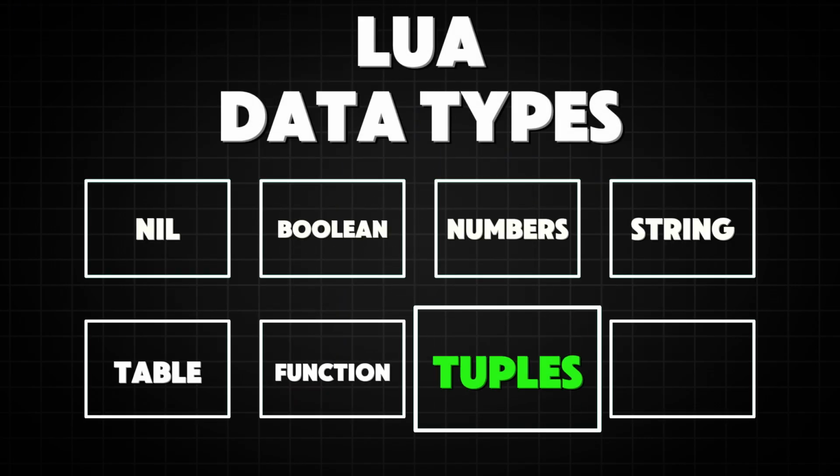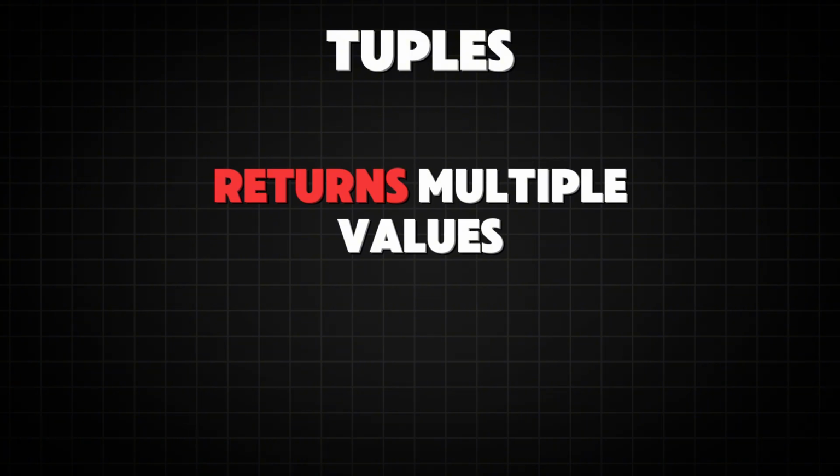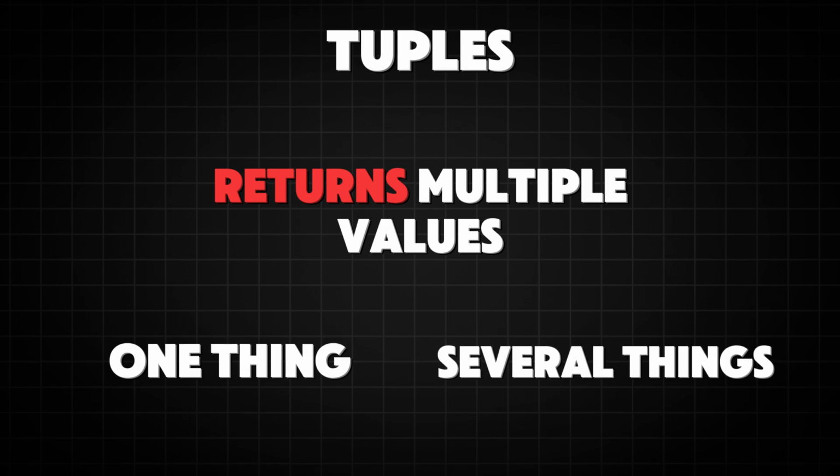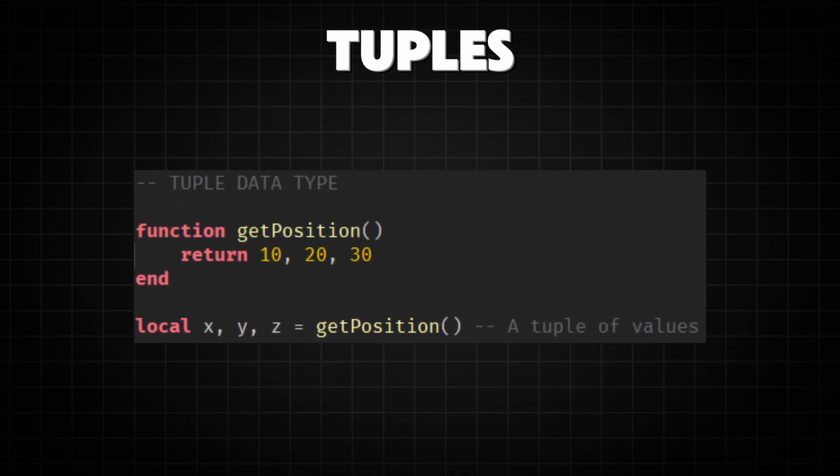Now on to tuples. Tuples are when a function returns multiple values. Instead of just giving back one thing, the function can give back several things at once. Let me give you an example. Here, the function getPosition returns 3 values, x, y, and z. Those are returned as a tuple, and we can use them wherever we need.